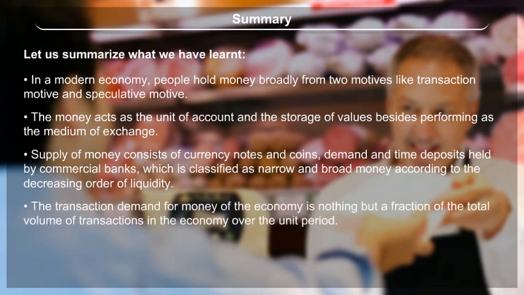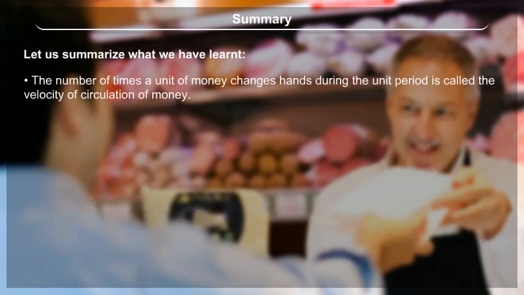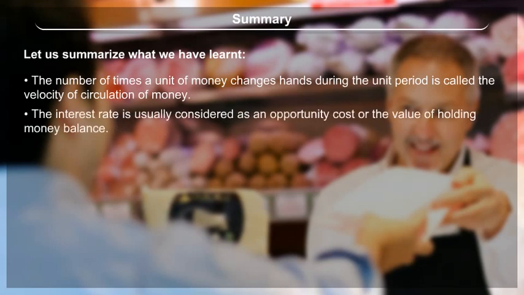The transaction demand for money of the economy is nothing but a fraction of the total volume of transactions in the economy over the unit period. Under competitive assets market conditions, the price of a bond must always be equal to its present value in equilibrium. The number of times a unit of money changes hands during the unit period is called the velocity of circulation of money. The interest rate is usually considered as an opportunity cost, or the value of holding money balance.